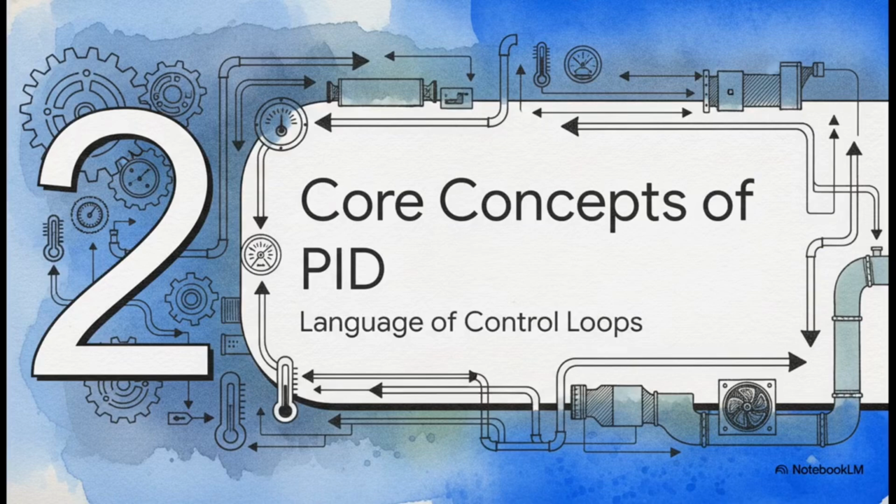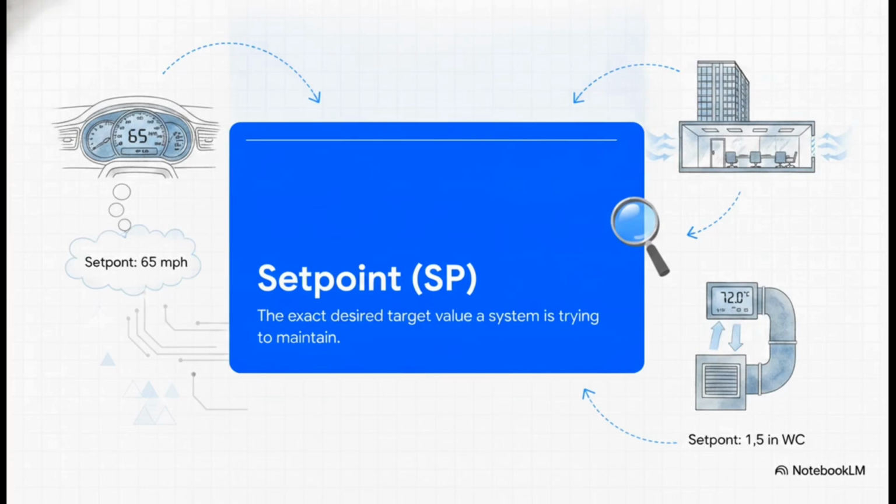Section 2. Core Concepts of PID. Let's learn the language of control loops. All right, first up is the set point, or SP. So, the crucial point here is that the set point is your ultimate goal. It's the exact, specific target value your system is desperately trying to maintain. Going back to our car analogy for a second, the set point is that 65 miles per hour you just locked into your cruise control. Now, in a building context, that might be exactly 72 degrees Fahrenheit for a big conference room, or maybe a very specific static pressure for a duct.